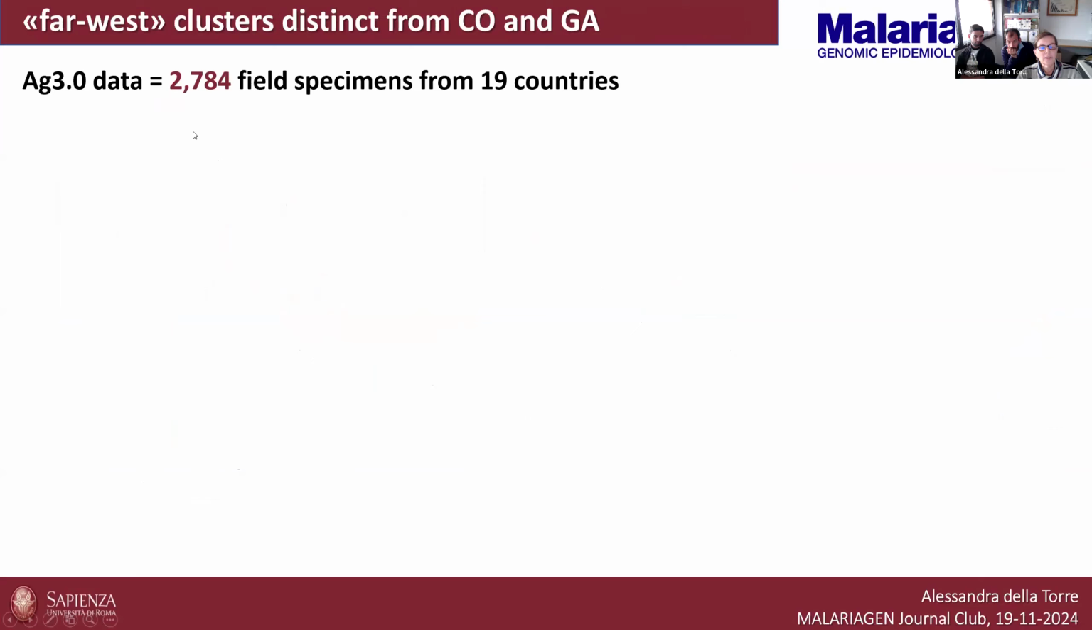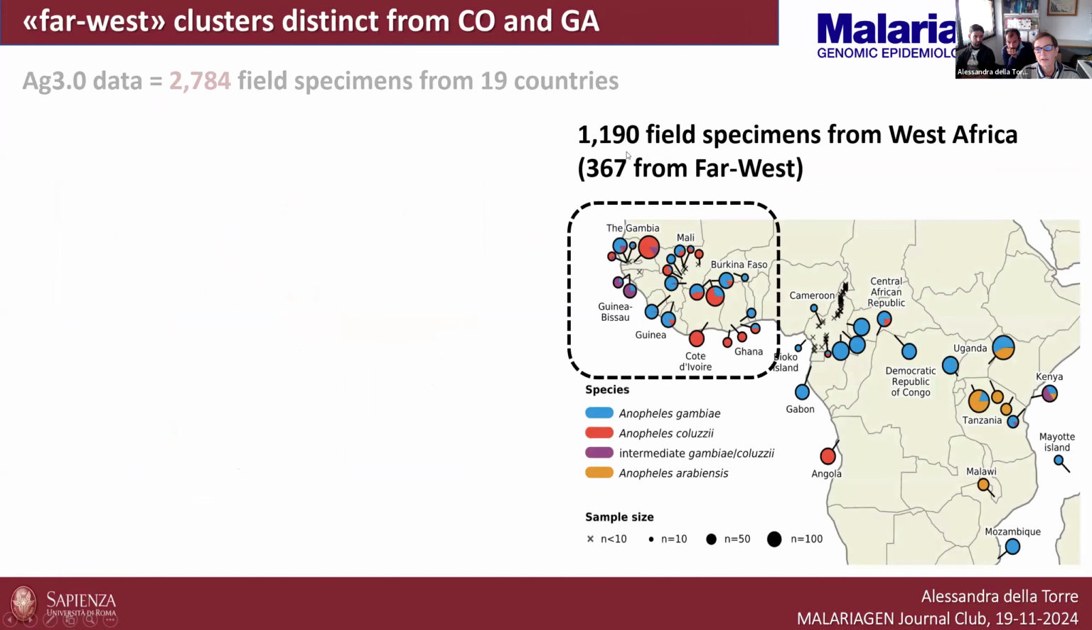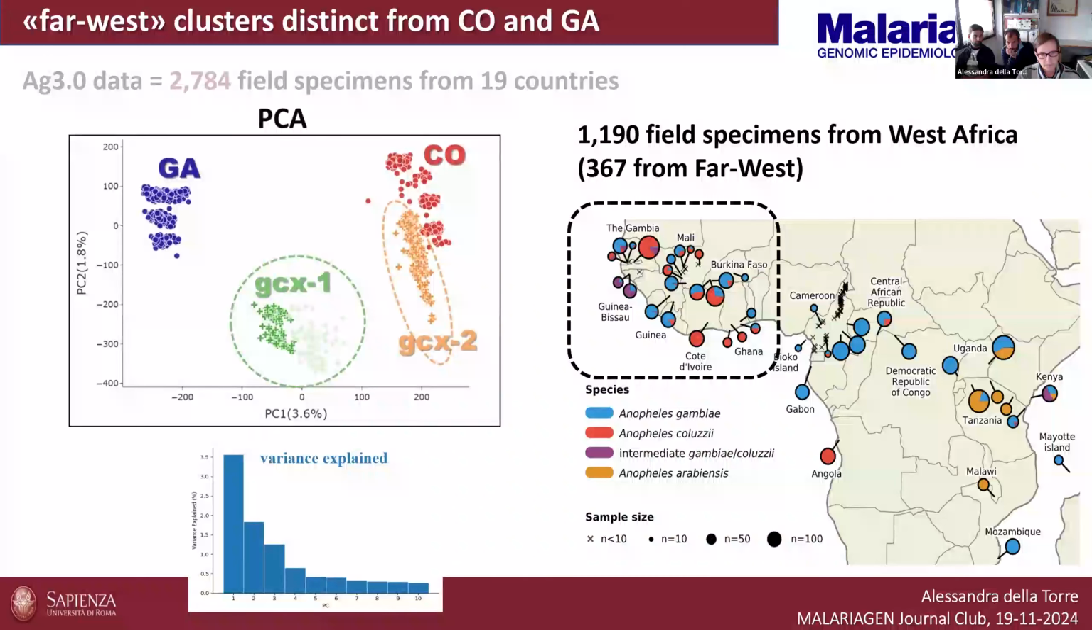By using Ag1000G data, which included more than 2,700 field specimens from 19 countries, what we did was not to use the whole data set, but to focus on 1,190 field specimens collected in West Africa, including the Far West region. So we restricted the analysis to the area of West Africa. And then we repeated the PCA.